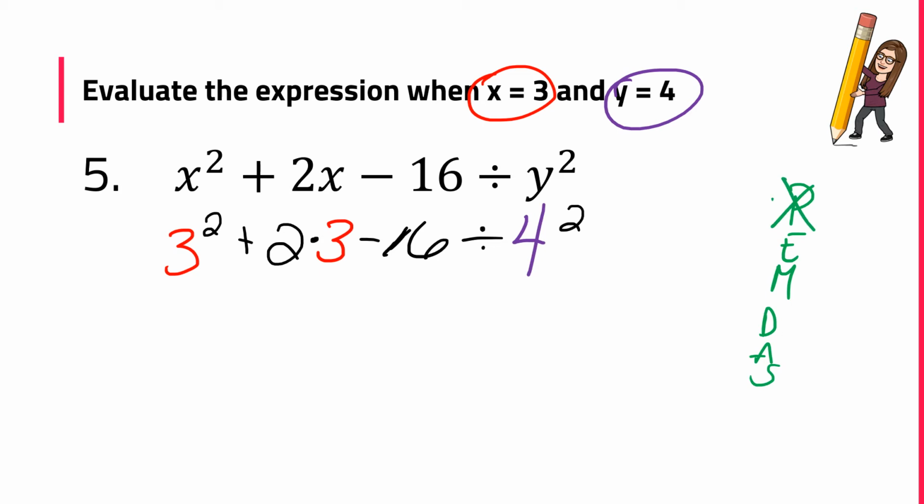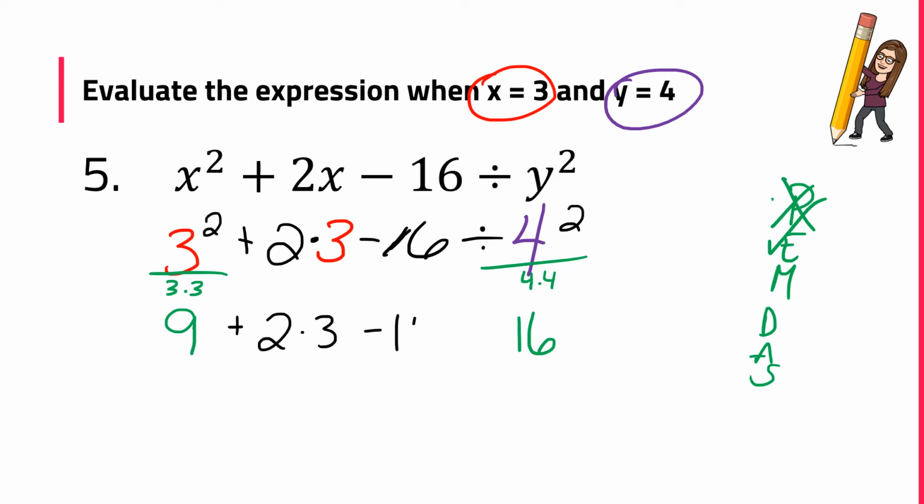Parentheses, none. Exponents, yes. 3 squared is 3 times 3. 4 squared means 4 times 4. You are welcome to use your calculator if you need support in remembering that. Just know that if you type this into your calculator like this, you're not going to get the right answer. So you need to do it piece by piece, just like we're doing. All right, everything else falls down.